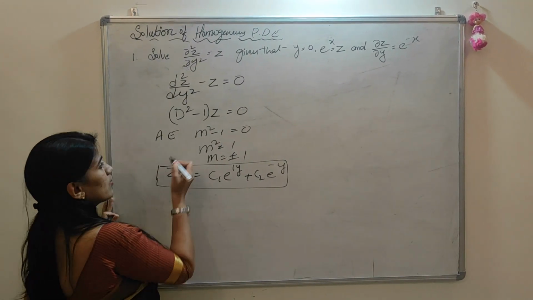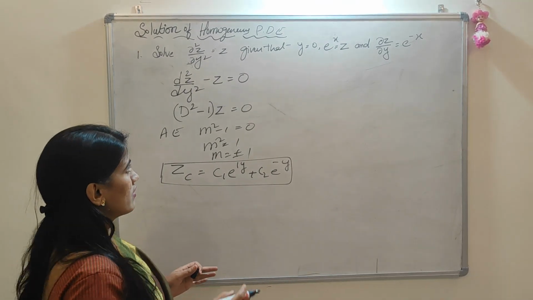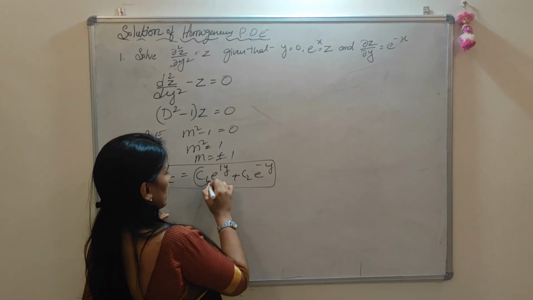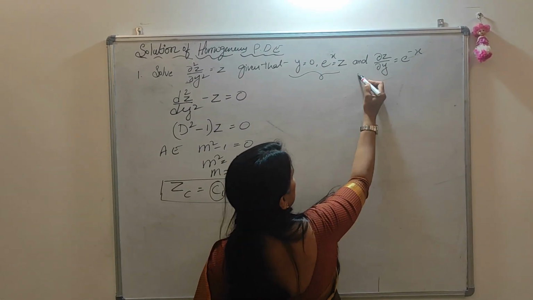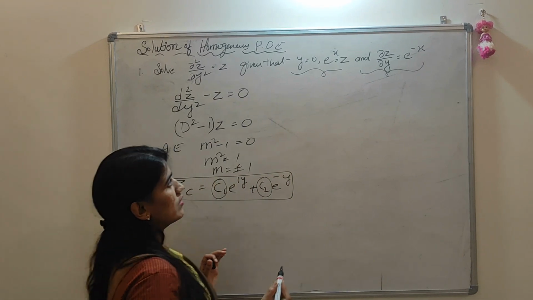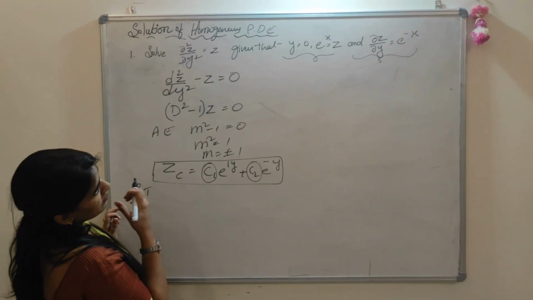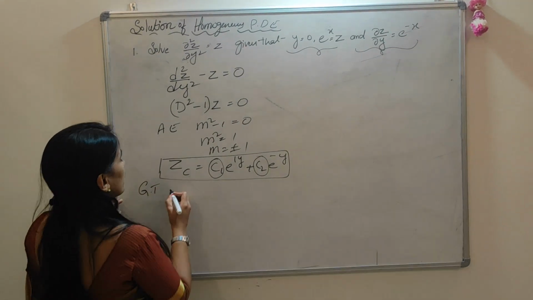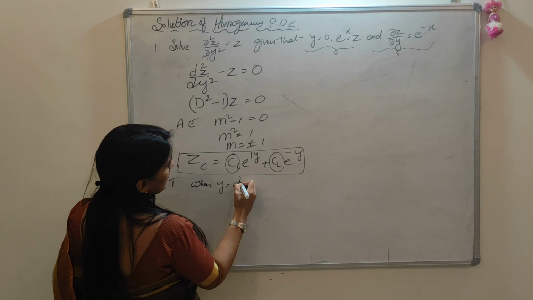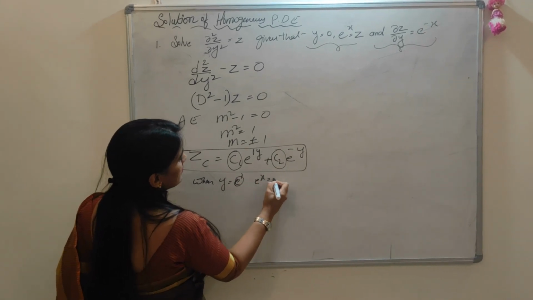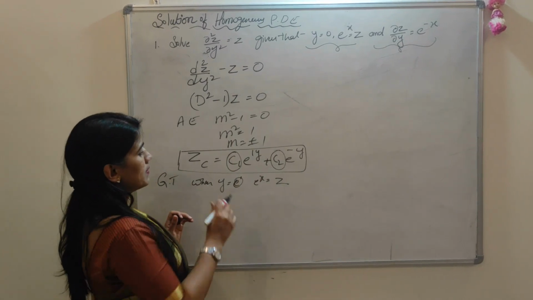After this, for a homogeneous equation, the complementary function itself is the general solution. We have to find the two constants c1 and c2 by using the given initial conditions. So what is the first condition? Given that when y is 0, z is e^x. I'll substitute this, and the second condition is ∂z/∂y.